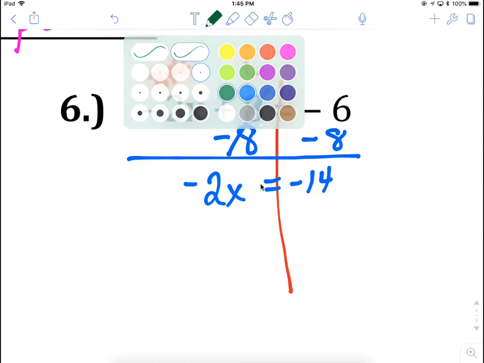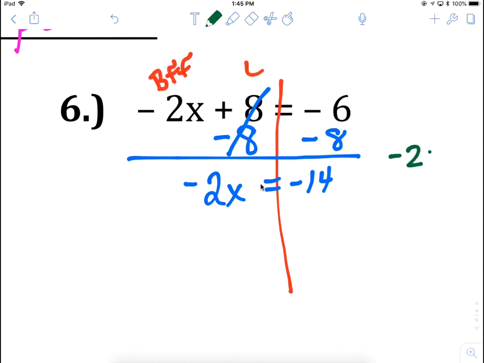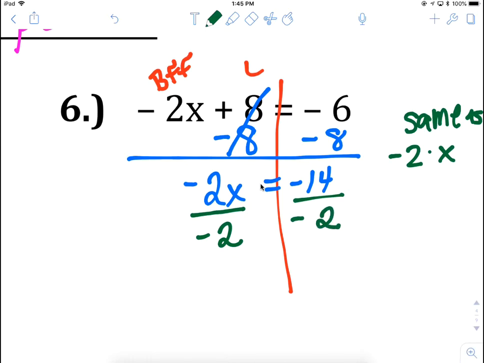All right, again, -2 times x, this is the same. -2x, -2 times x, they mean the same thing. So if we look at that one, then we want to divide both sides by a -2, just like we did before. The -2's are going to divide. When you divide by itself, it makes a 1, so we have just 1x left over.